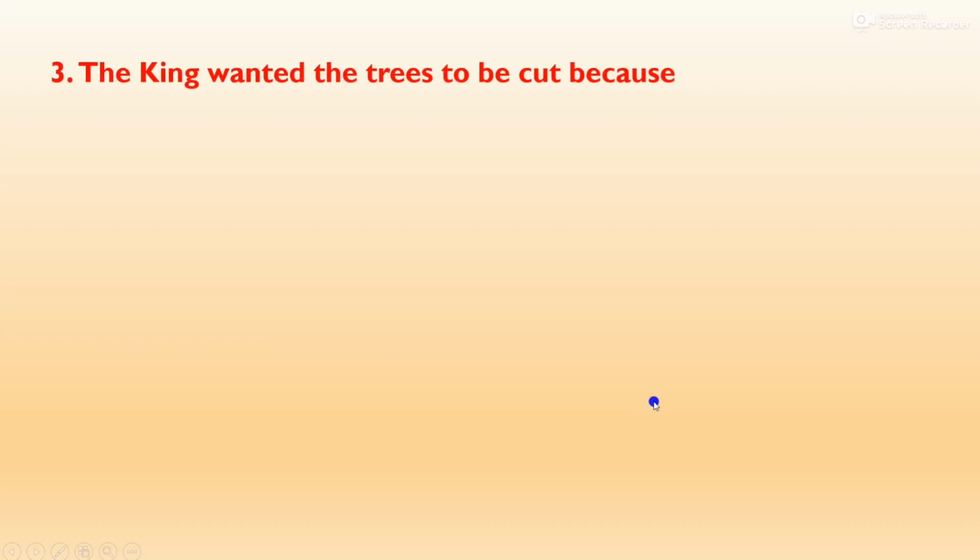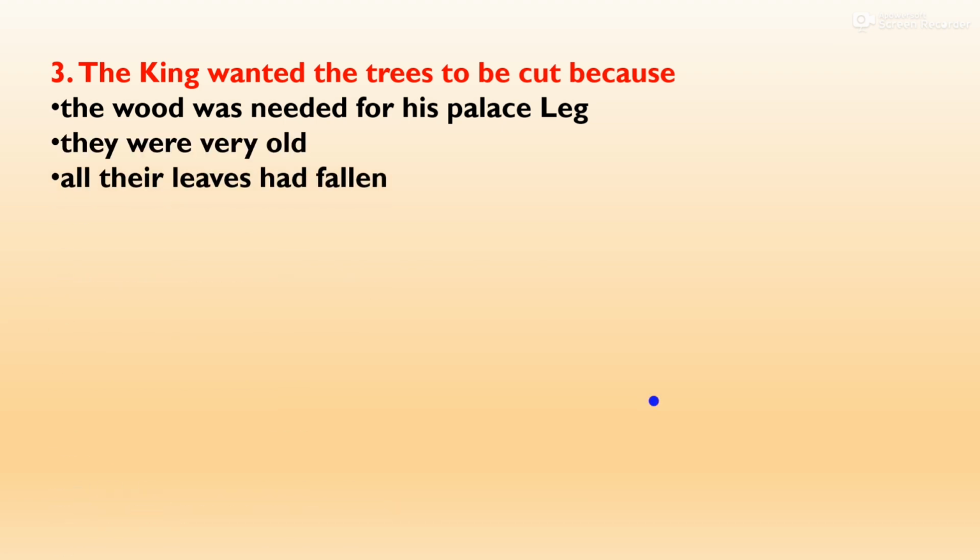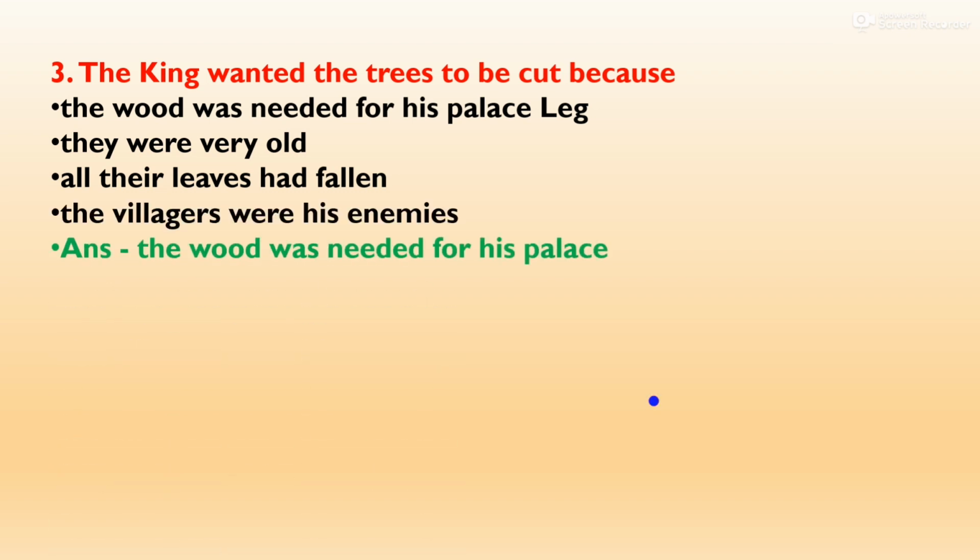The king wanted the trees to be cut because the wood was needed for his palace. Leg is what we call a print mistake. The wood was needed for his palace. They were very old. All the leaves had fallen. The villagers were his enemies. So the answer will be the wood was needed for his palace because they were building the palace.